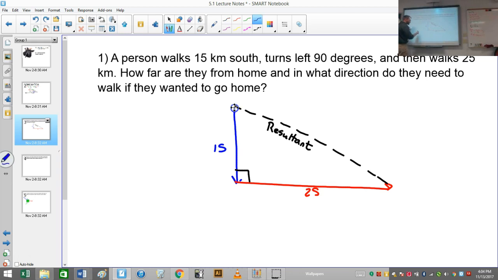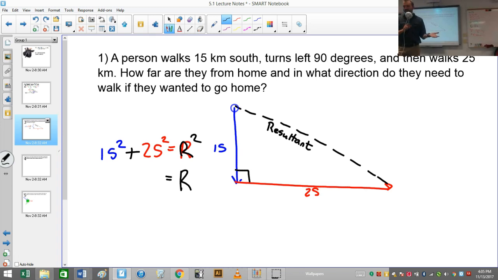All I do is I go 15 squared plus 25 squared. That's going to equal my resultant squared. So just doing a little bit of math, 15 squared is 225, 25 squared is 625. I add those things together and then I take the square root of it. It ends up being 29 kilometers.